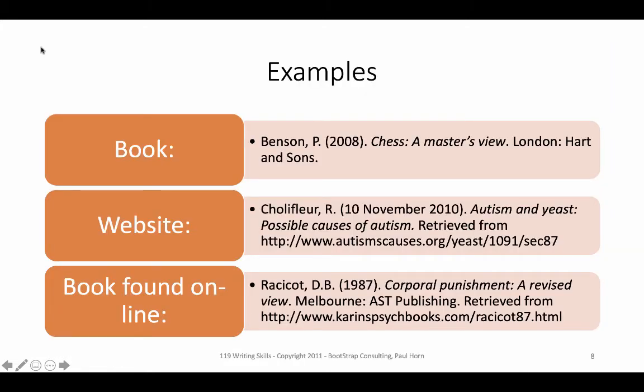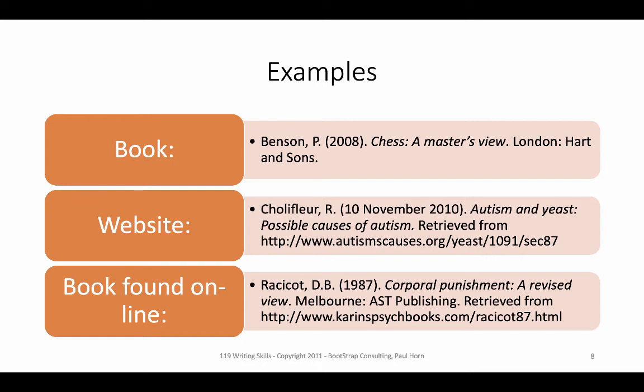So here are some examples. I don't want to spend a lot of time on them. Sometimes a book will have more than one author, or an article will. And so you can simply put the 2 authors in the order that they are listed on that frontispiece, that first page that shows the authorship.